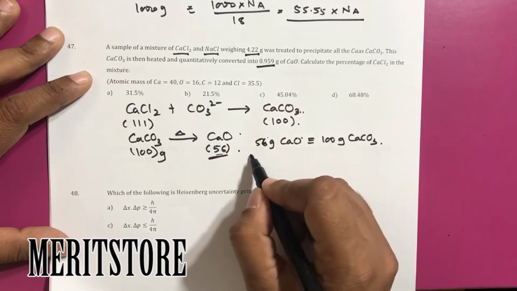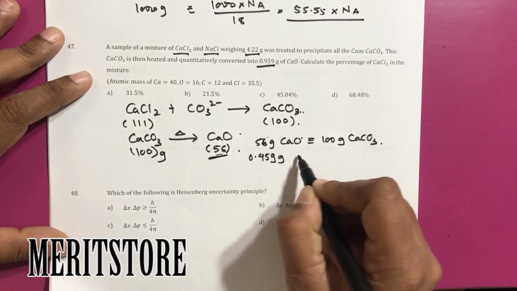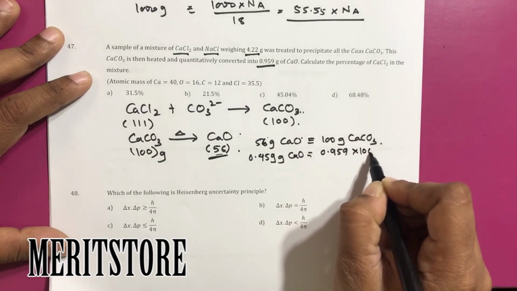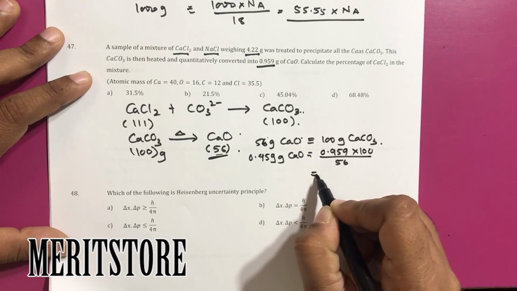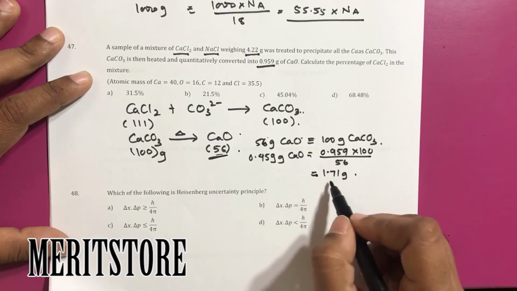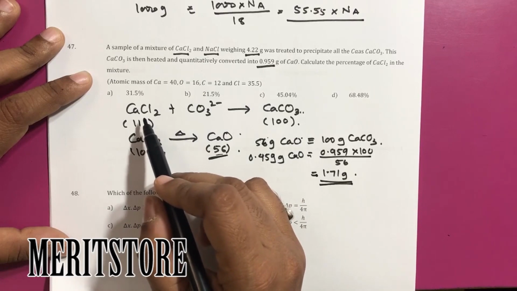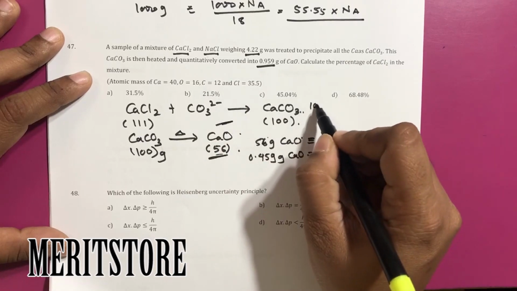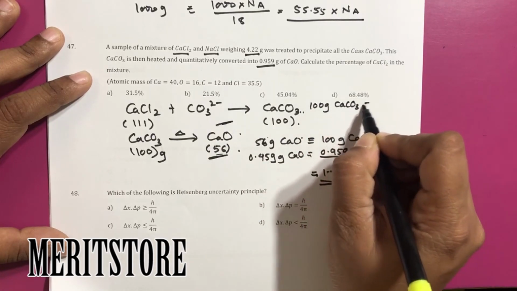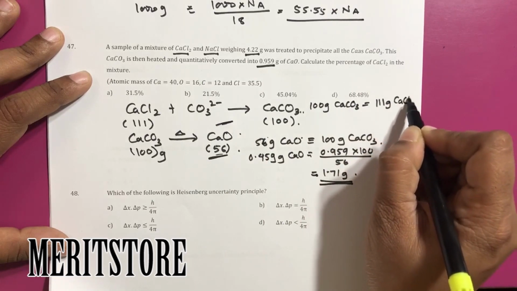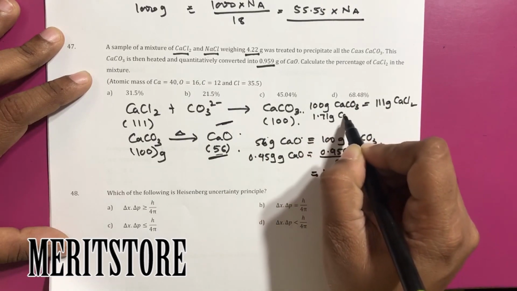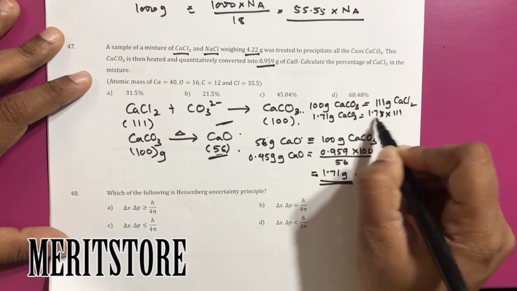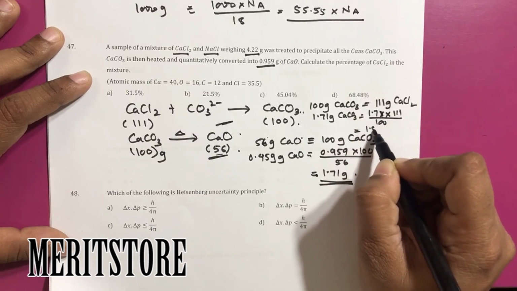We have got 0.959 gram of calcium oxide, that will correspond to 0.959 multiplied by 100 divided by 56, which equals 1.79 gram. Now this 1.79 gram is obtained from a certain amount of calcium chloride. So we'll calculate the weight of calcium chloride. From this equation, 100 grams of calcium carbonate is obtained from 111 gram of calcium chloride. So 1.71 gram of calcium carbonate will be obtained from 1.71 multiplied by 111 divided by 100. So this comes out to be 1.89.